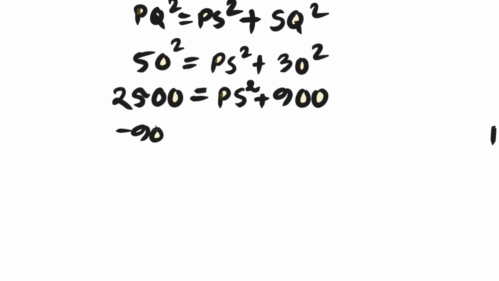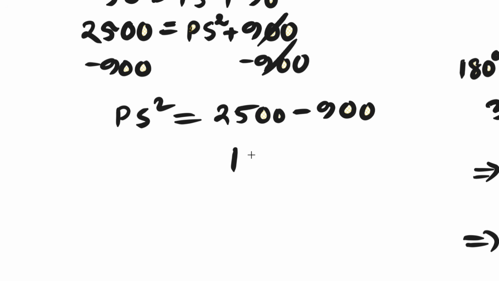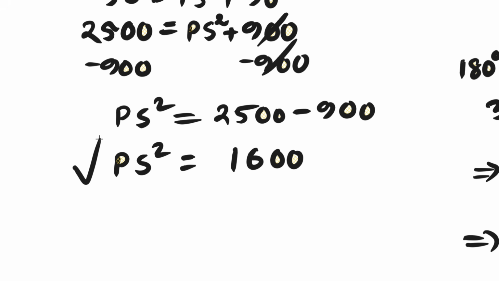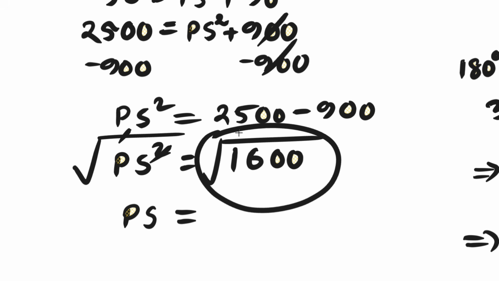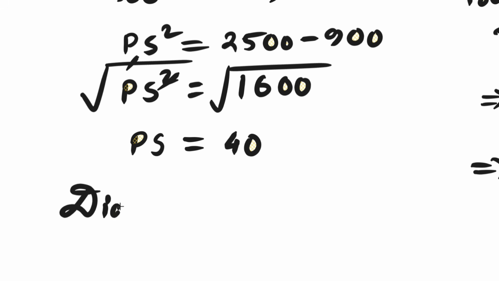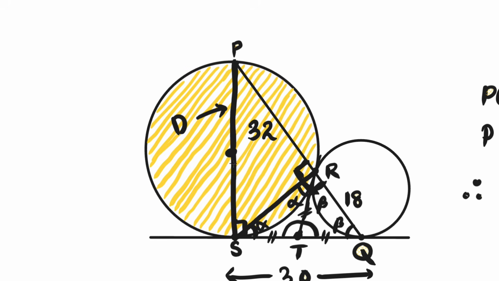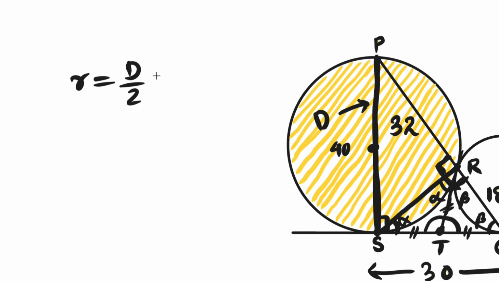Now subtract 900 from both sides. We get PS squared equals 2,500 minus 900, which is 1,600. Taking the positive square root, because PS represents a length, we get PS equals the square root of 1,600, which is 40. So the diameter of the larger circle is 40 units. We are almost finished. Since the diameter is twice the radius, the radius is half of 40. Therefore, the radius equals 40 divided by 2, which is 20 units.